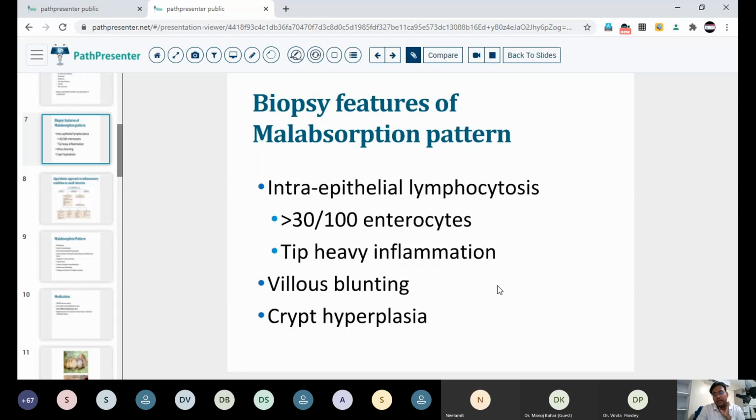Second, whether this is a tip heavy inflammation, that is, most of the increased lymphocytes will be present towards the tip. That means they make a descending pattern, where more lymphocytes are present towards the tip than the base. Along with that, villus blunting and crypt hyperplasia.